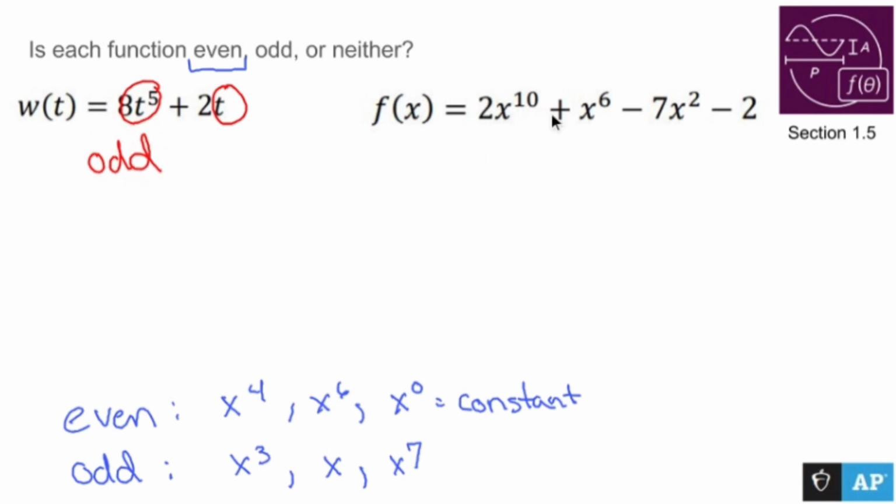Take a look at this. We have 1, 2, 3, 4 terms. You are x to the 10th, which is even, x to the 6th, which is even, x squared, which is even, and a constant. And again, if it's constant, that means it's x to the 0th, which is even. So you're even. In the case of neither, it's when you mix these two up, have a t to the 5th with a t to the 6th, and that would be your neither. Quick way of doing it.